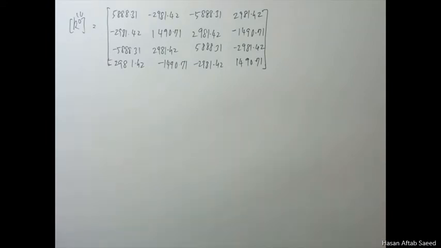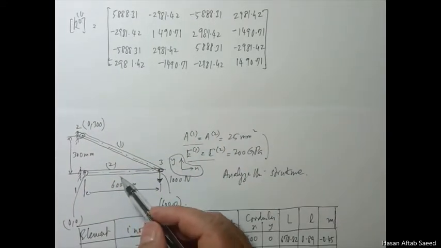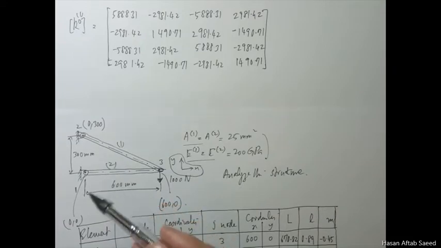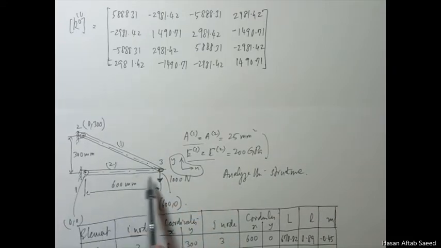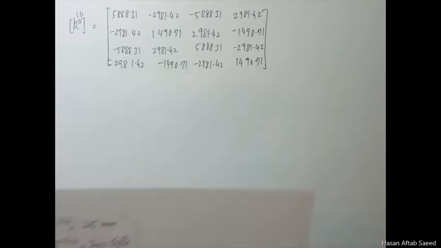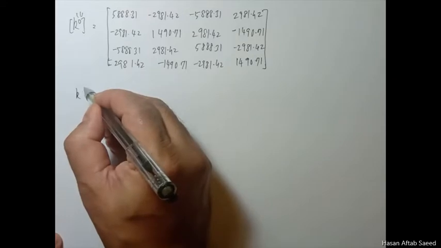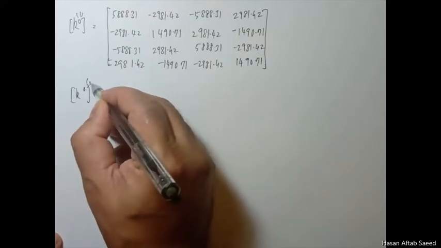So this is your K1 matrix, in the global coordinate system, for element 1. Element 2 turns out to be very simple, because it is aligned such that the local and the global coordinate systems are one and the same. So you should expect a very simple solution here.